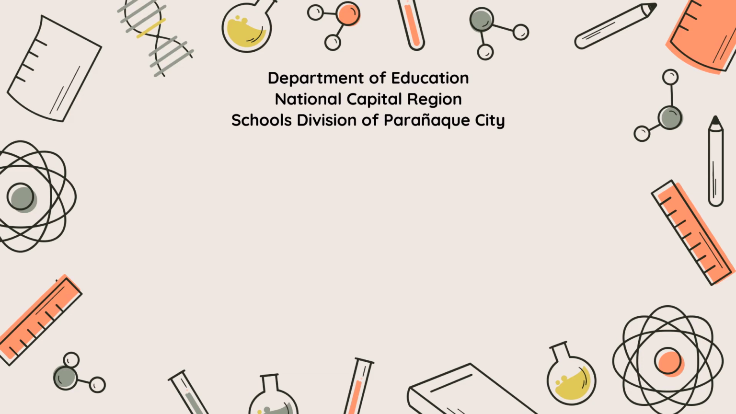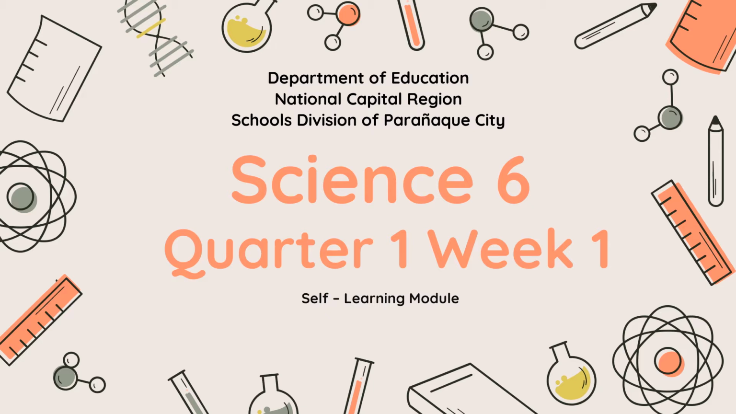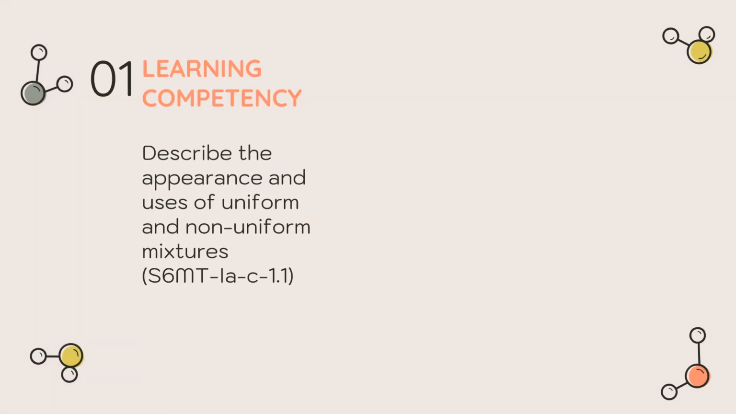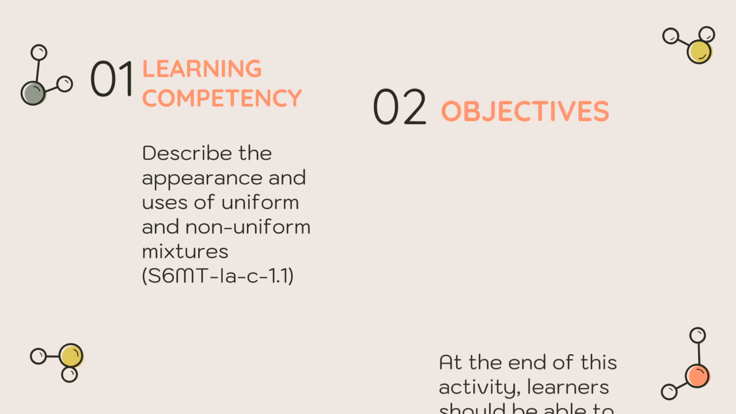Department of Education, National Capital Region, Schools Division of Parañaque City, Science 6 Quarter 1 Week 1 Self-Learning Module. Learning competency: describe the appearance and uses of uniform and non-uniform mixtures.